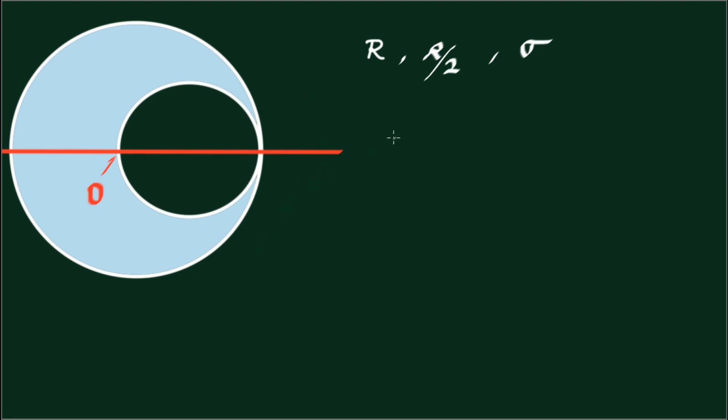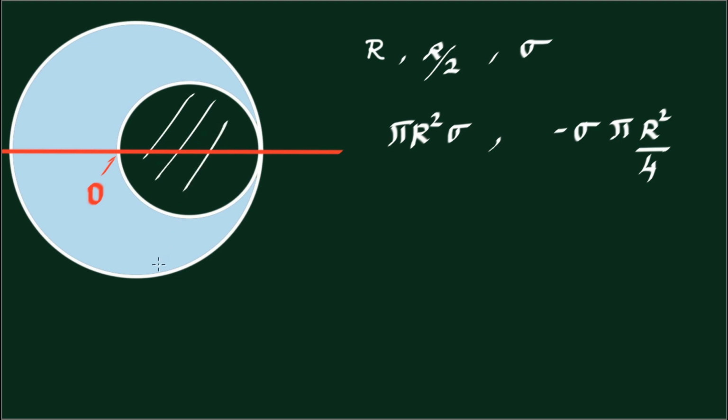So the full disk has a mass of pi r squared sigma, and the small negative density disk has a mass of minus sigma times pi times r by 2 the whole squared, so pi r squared by 4. So these are the two masses when added together, that is the full disk with all of this covered. To that, when I add a negative mass disk, it produces a hole. So we can think of two objects. The center of the full disk is of course O.